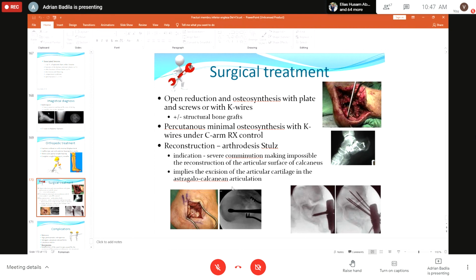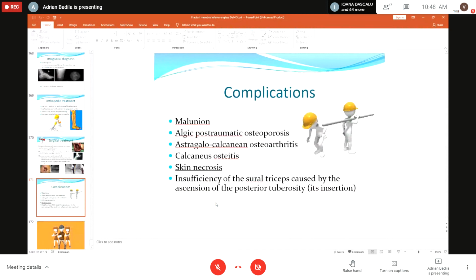By doing so, we will remove the articulation between the astragalus and the calcaneum. It is a joint that doesn't move, so it's not a problem that we remove this articulation. And the patient will walk with weight bearing at 3 months after surgery. The complications: the most frequent complication is skin necrosis in extensive approaches to the calcaneum, and in some cases we will see the patient developing an astragalocalcanean osteoarthritis.